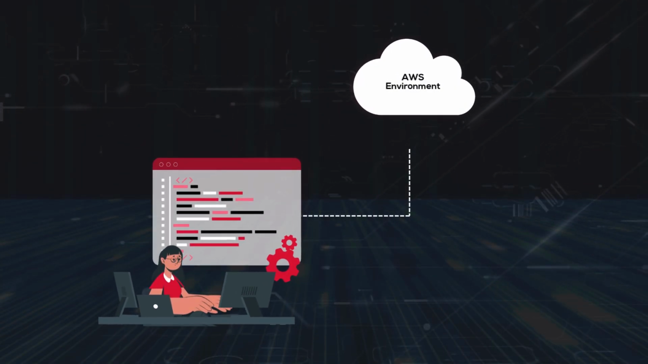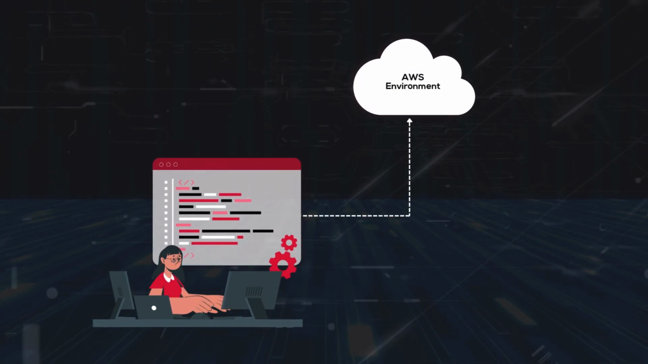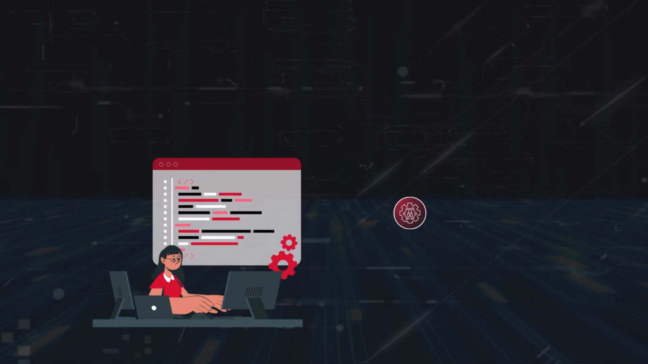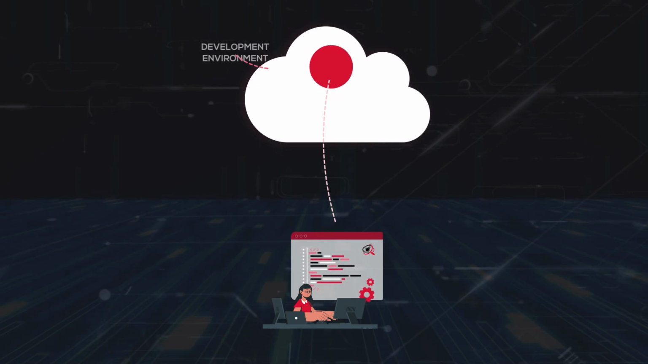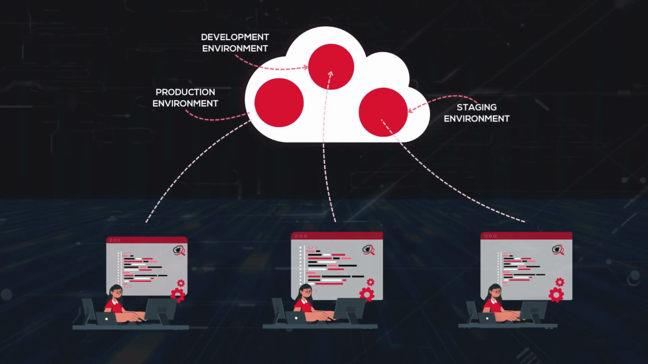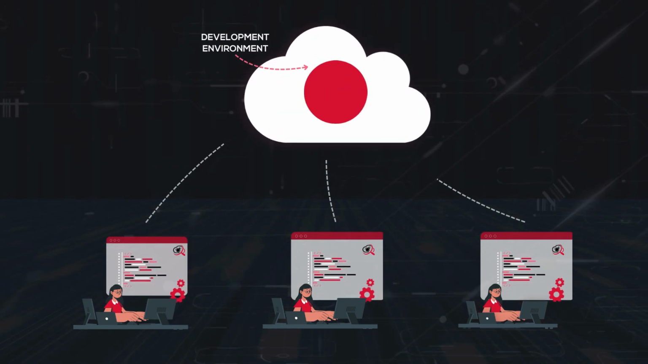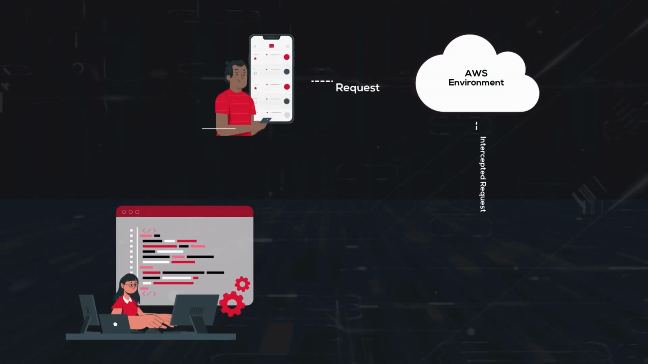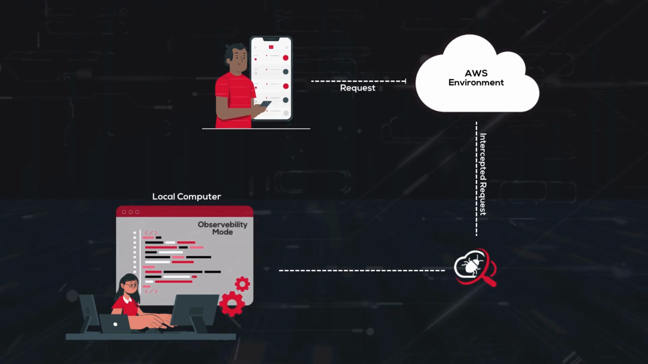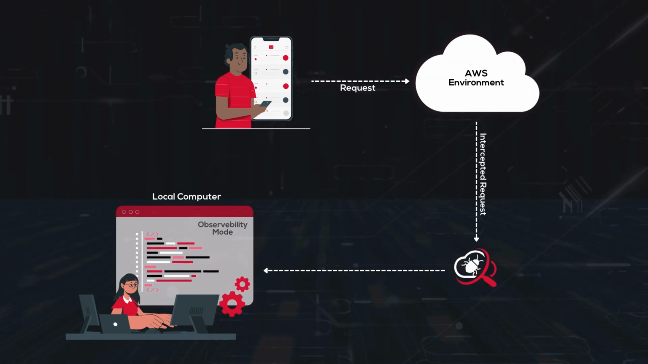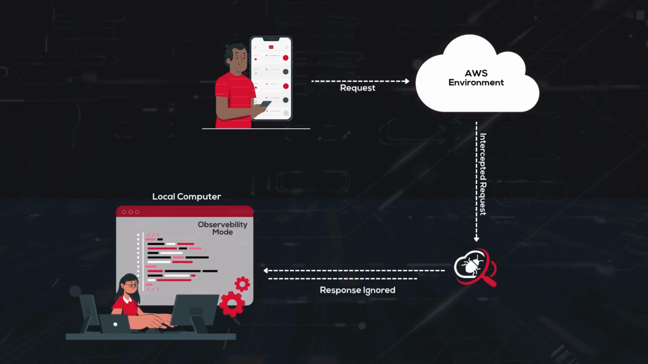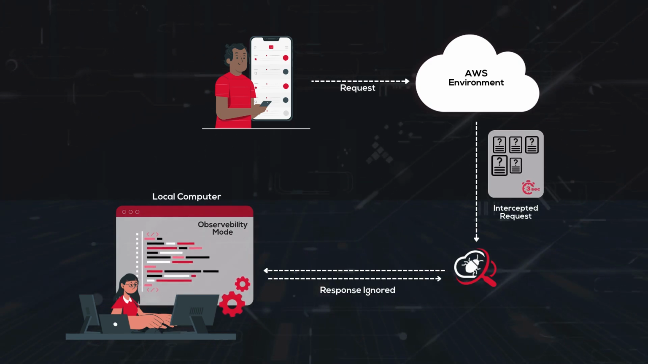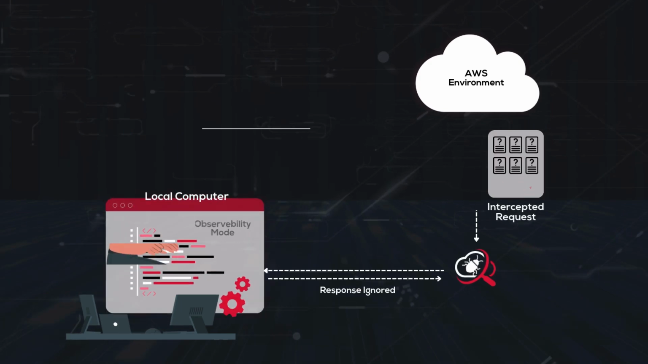In an ideal scenario, you have your own AWS environment for developing serverless solutions. But if that's not possible due to technical or organizational constraints, or if you want to debug a specific environment, like development, staging, or even production, you can use observability mode. In observability mode, multiple developers can debug the same environment simultaneously. Lambda Live Debugger intercepts incoming requests and sends them to your computer. Your computer's response is ignored, but you can still use the debugger to execute your version of the code. To avoid overloading the system, requests are sampled every 3 seconds by default.